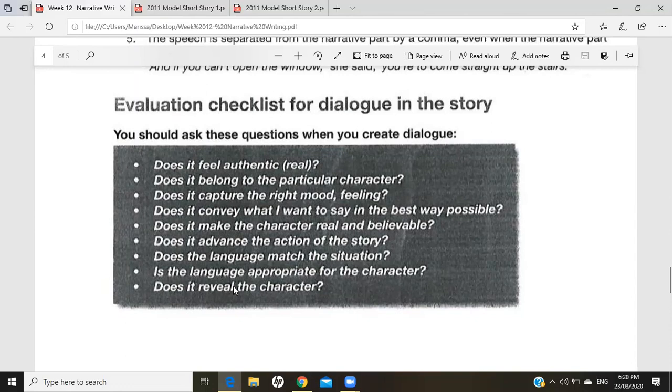And the next thing is, does it reveal the character? As we said, in order to bring your characters to life, you have to make them talk. And even for the readers to get a bit of an insight as to what the characters are about, whatever they say should reveal some sort of qualities about them. So when the reader reads the dialogue, it must reveal some aspect or some quality, some feeling or mood about the character himself.